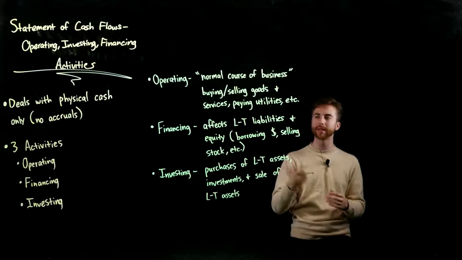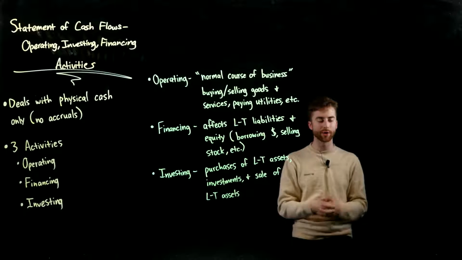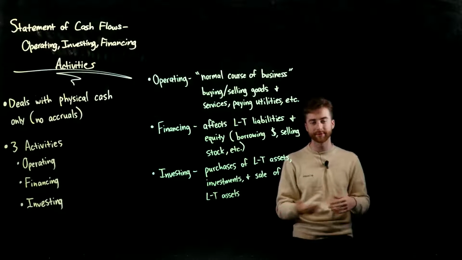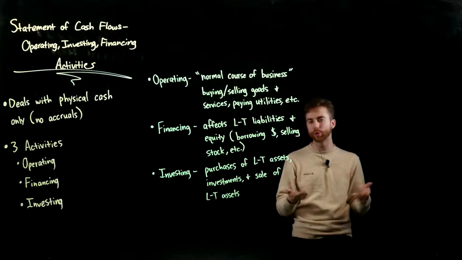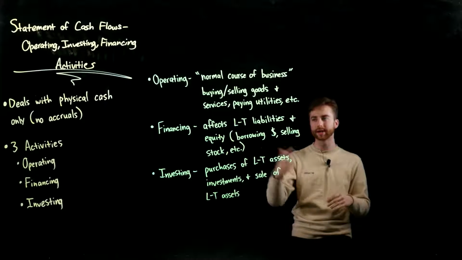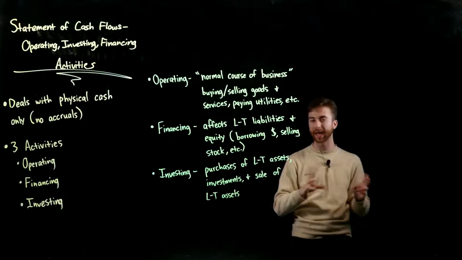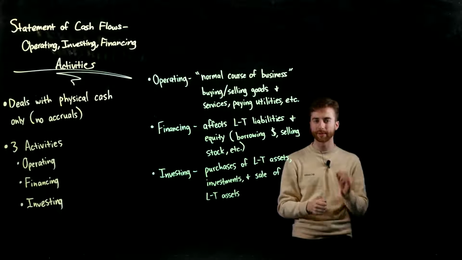First, the operating activities. That's basically what you do in the ordinary course of your business. So things like buying and selling goods for cash, or buying and selling services for cash, paying your employees, paying your utilities, just the things that you do in your normal operations are going to be considered an operating activity. Really, the operating activity is more of a catch-all activity, whereas the financing and investing are a bit more particular and a bit more specific.